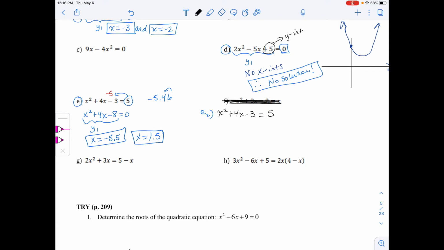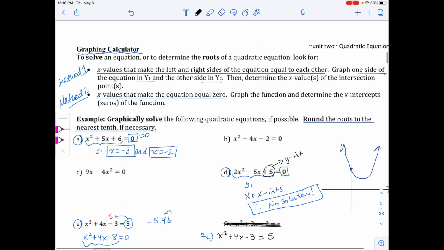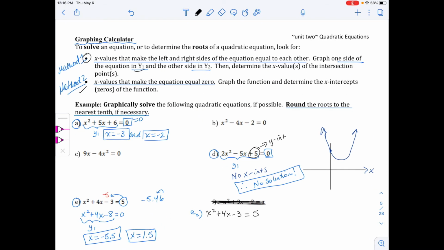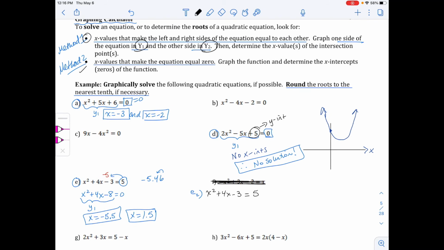Now, instead of moving everything over to one side, we haven't done this yet. We've done all of method 2 so far. A and D and E, we used method 2. What I want to do is try a method 1 approach, which means we're looking at each side. One side is going to be y1 and the other side is going to be y2. And then we're looking at the x values of the intersection points.